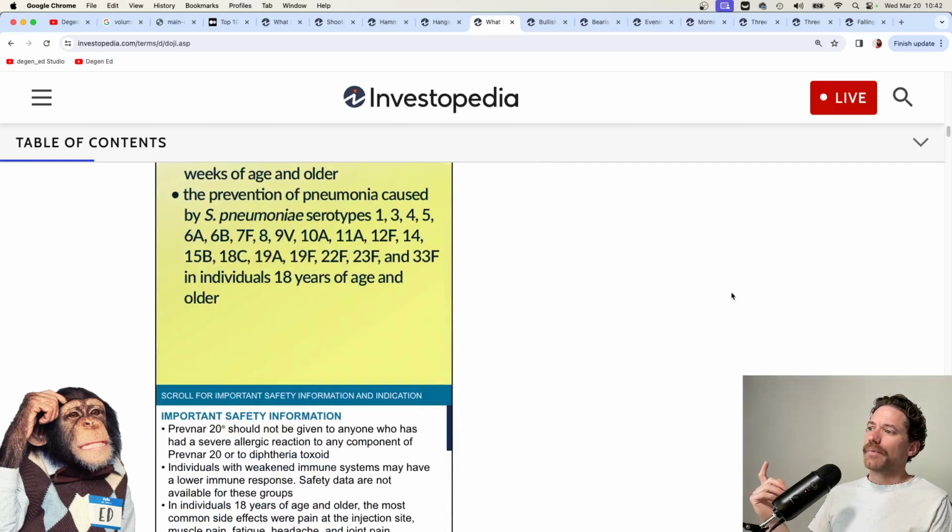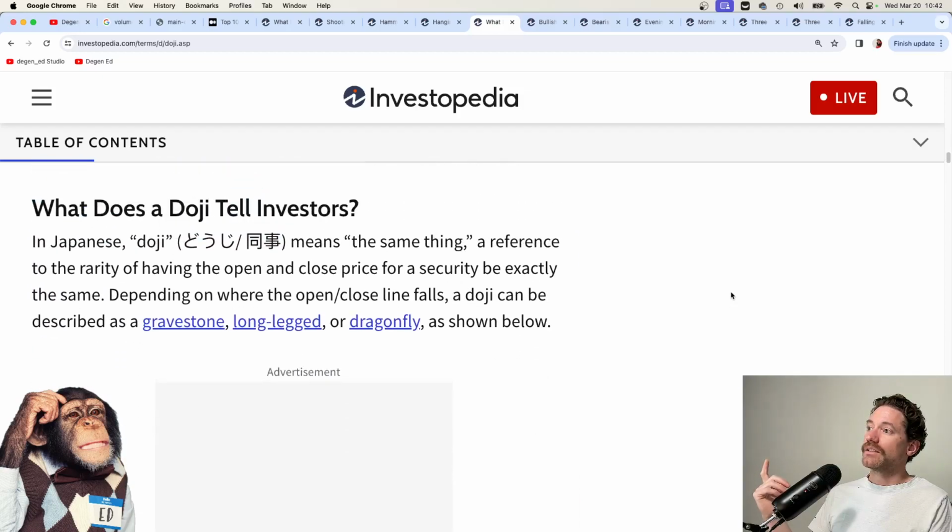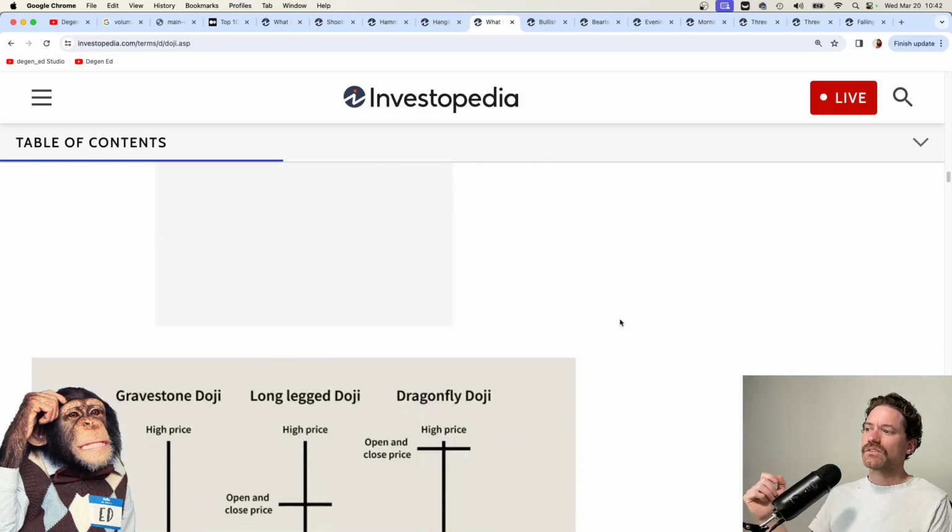So let's scroll down past some advertisements here. Let's see, there should be some nice examples. What does a doji tell investors? In Japanese, doji means the same thing, in reference to the rarity of having the open and close price for a security be exactly the same. Depending on where the open/close line falls, a doji can be described as either gravestone, long-legged, or dragonfly, as shown below. Let's scroll below to see those examples.